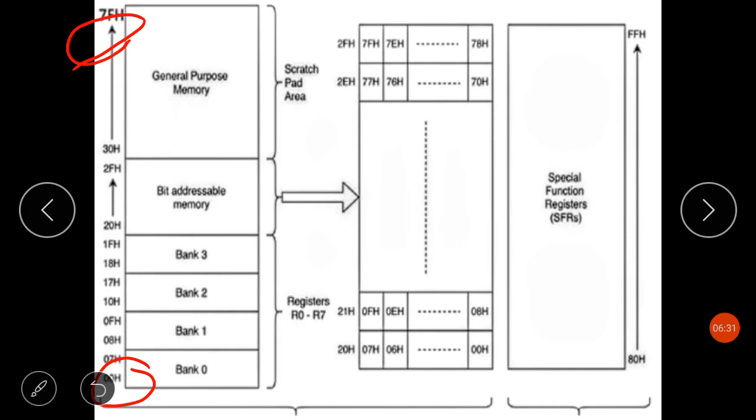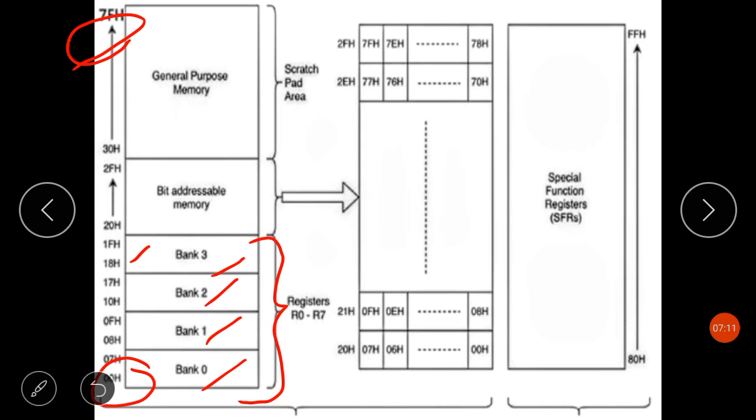This 128 bytes of RAM is addressed by either direct or indirect addressing, and it is divided into three parts. So what are the parts? The first is the register banks. This is the register bank part, having bank 0, 1, 2, 3 from 00H to 1FH, and it is of 32 bytes.